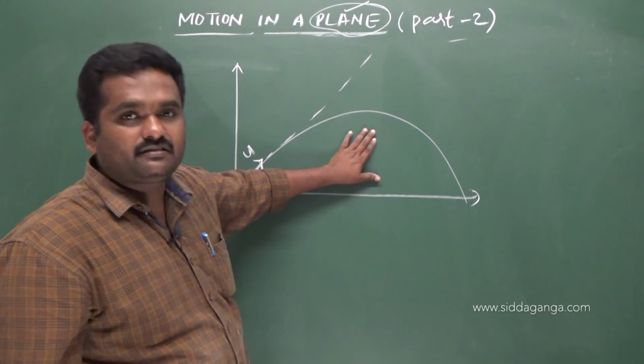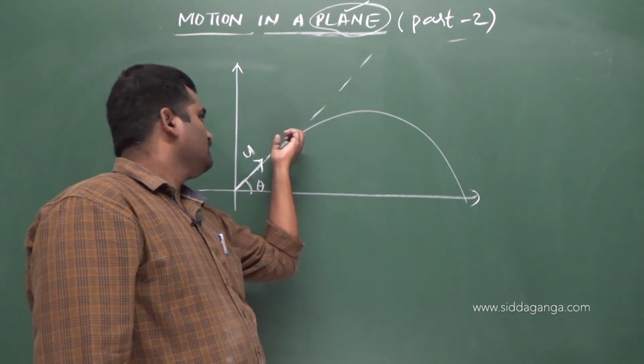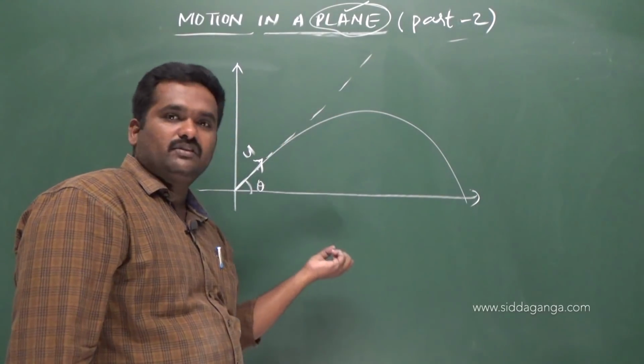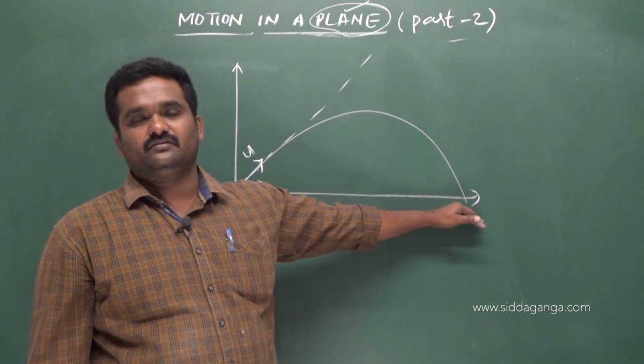Because of gravity only, what is happening? There is a gravitational pull towards the center of the earth. It is trying to pull it toward the center of the earth. That's why it just falls over on the surface of the earth.